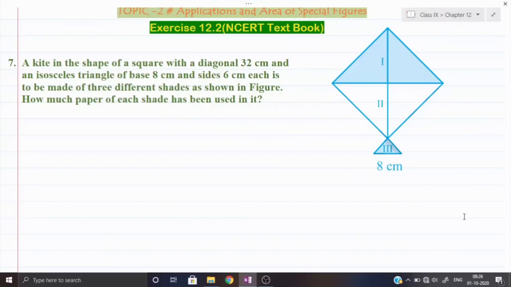Today we are going to start from question number 7 of exercise 12.2. As I have told you already, some questions are excluded from your syllabus, that is question number 1, 2 and 9. So we have started from question number 4. So 4, 5 and 6 we have finished last time. Now today we are finishing question number 7 and question number 8.